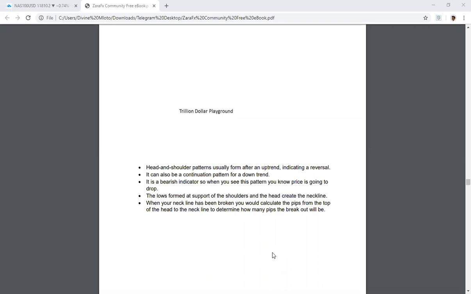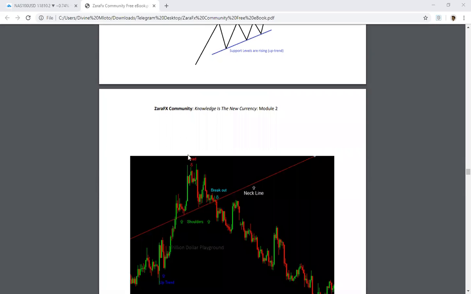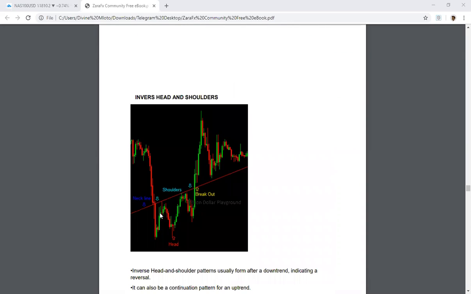When your neckline has been broken, you calculate the pips from the top of the head to the neckline to determine how many pips the breakout will be. So kind of like this. You calculate the number of pips from here to here, and then you'd extend that all the way down. Up to you, really. Same thing for an inverse pattern.